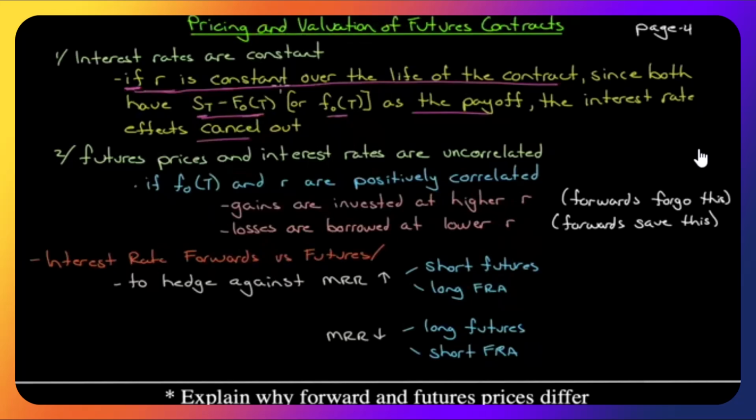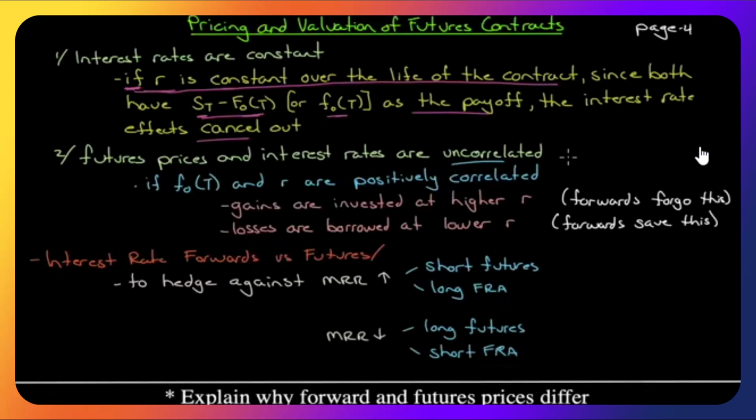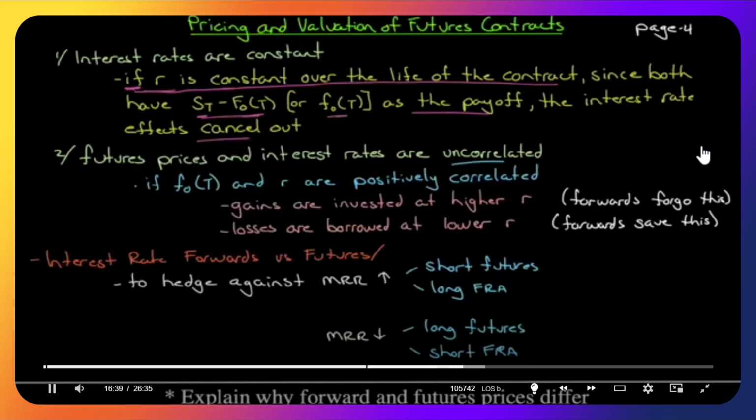That interest rate won't change. Another condition under which the forward and the futures price would be identical, and that an investor would be indifferent between the two contracts, is if futures prices and interest rates are uncorrelated. And to make this argument, let's demonstrate what would happen if they are correlated.